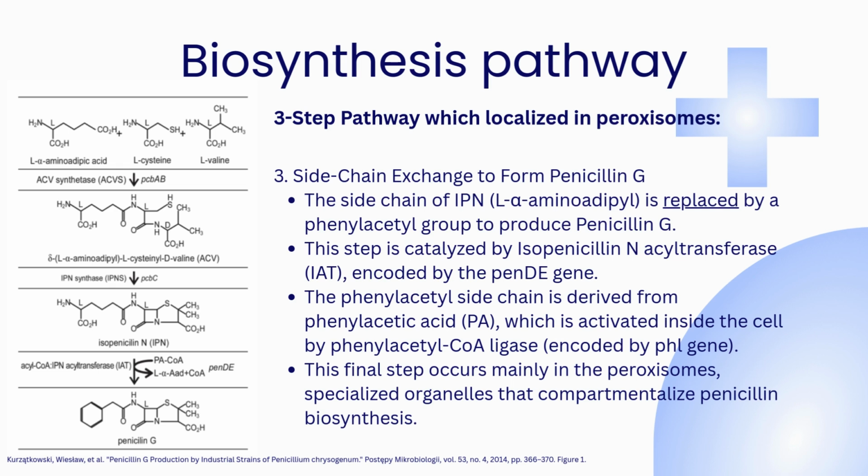The final step is the side chain exchange to form penicillin G, where the side chain of IPN is replaced by the phenylacetyl group to produce penicillin G. This step is catalyzed by the isopenicillin N-acyltransferase, encoded by the penDE gene. The phenylacetyl side chain is derived from phenylacetic acid, which is activated inside the cell by the phenylacetyl-CoA ligase. This final step occurs mainly in the peroxisomes, specialized organelles that compartmentalize penicillin biosynthesis.